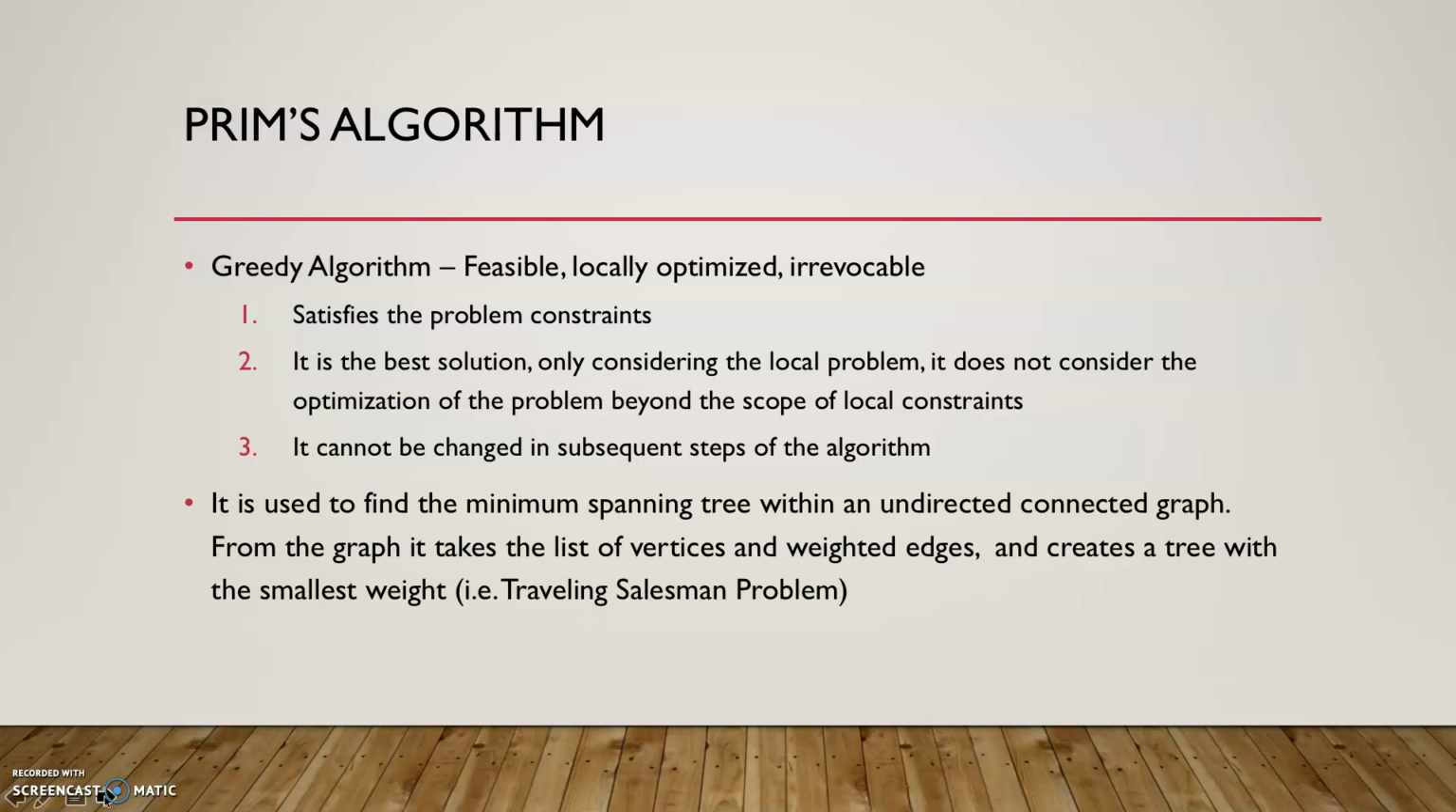So this algorithm is used to find the minimum spanning tree within an undirected connected graph. From the graph, it takes the list of vertices and weighted edges and creates the smallest weighted tree. So this algorithm is best used for problems like the traveling salesman problem.